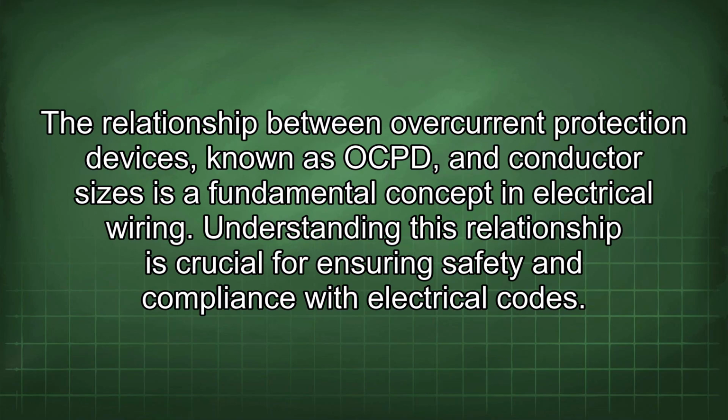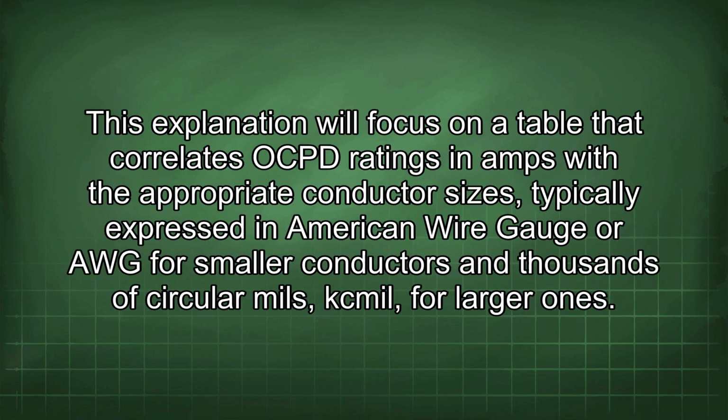The relationship between overcurrent protection devices, known as OCPD, and conductor sizes is a fundamental concept in electrical wiring. Understanding this relationship is crucial for ensuring safety and compliance with electrical codes. This explanation will focus on a table that correlates OCPD ratings in amps with the appropriate conductor sizes, typically expressed in American wire gauge, or AWG, for smaller conductors and thousands of circular mils, kcmil, for larger ones.